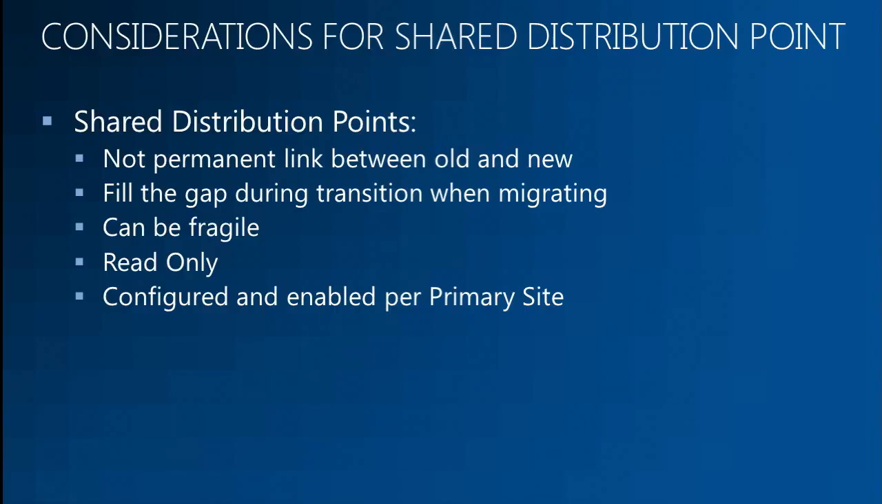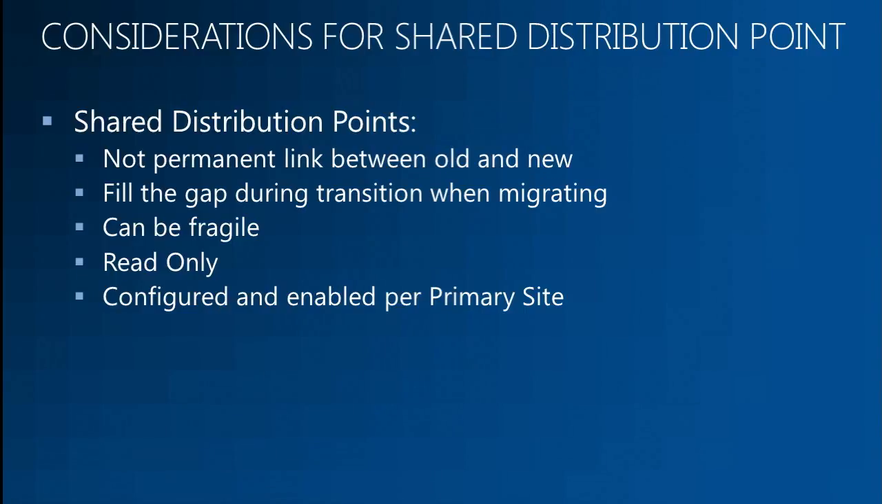Shared distribution points can be fragile. What does that mean? We rely on the same package. If you migrated Office 2010 over to 2012 and deployed it out, and then made a change to that package in 2007, they'll be out of sync. You'll have to go back and re-migrate that package. You can use the migration job for objects modified after migration to keep those in sync. So if you have admins making changes in 2007, things could be out of sync when you expect the deployment to go well.